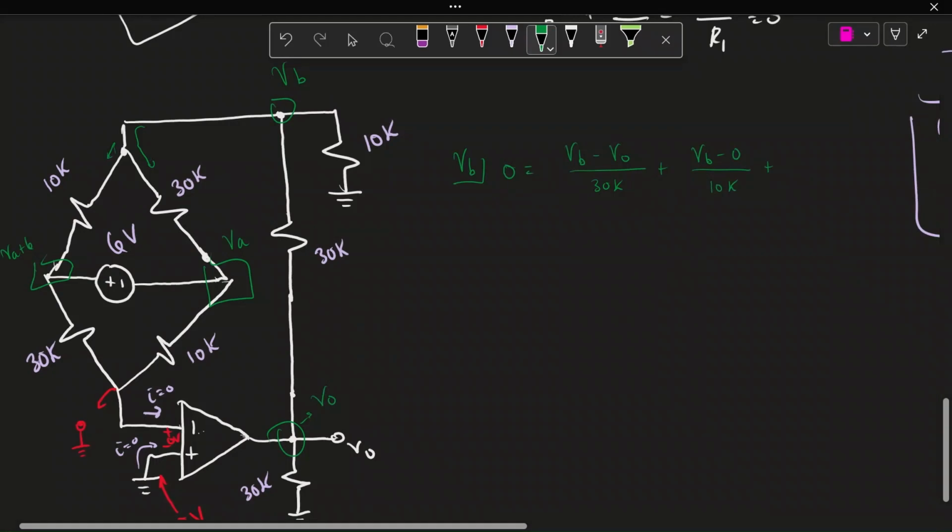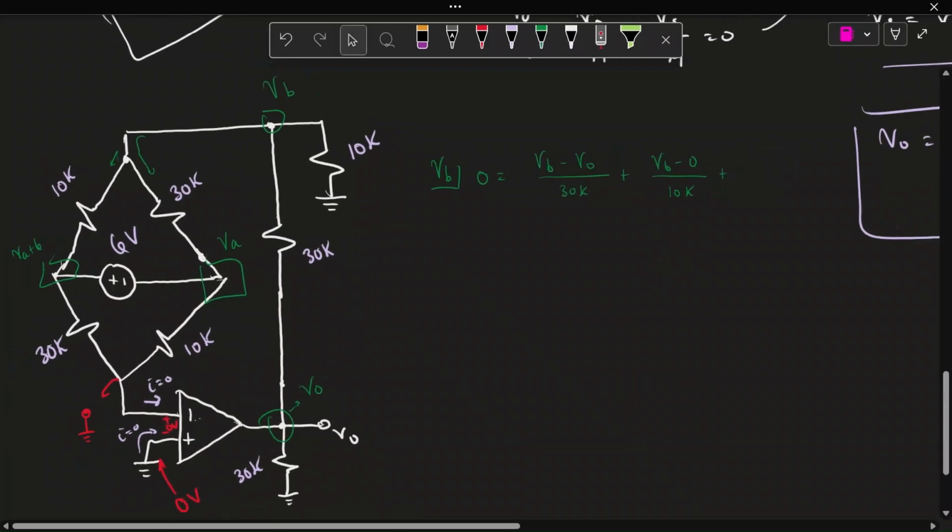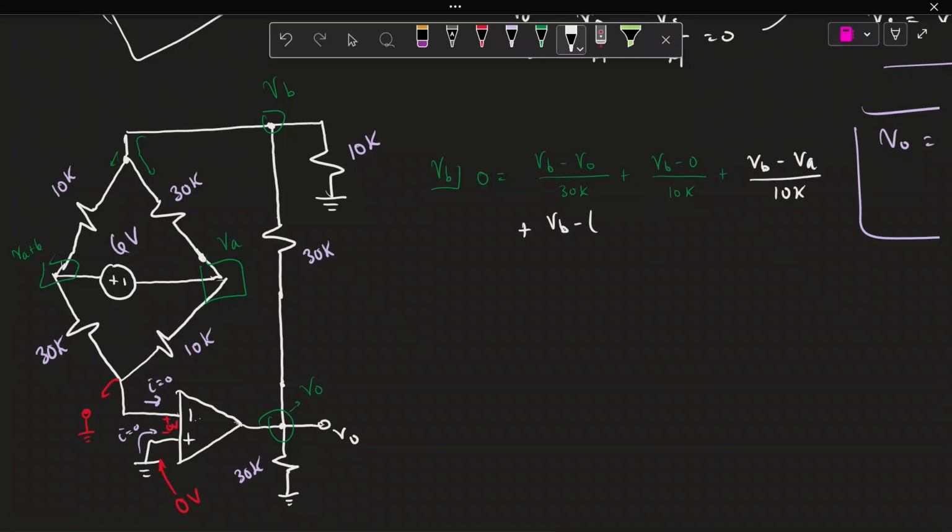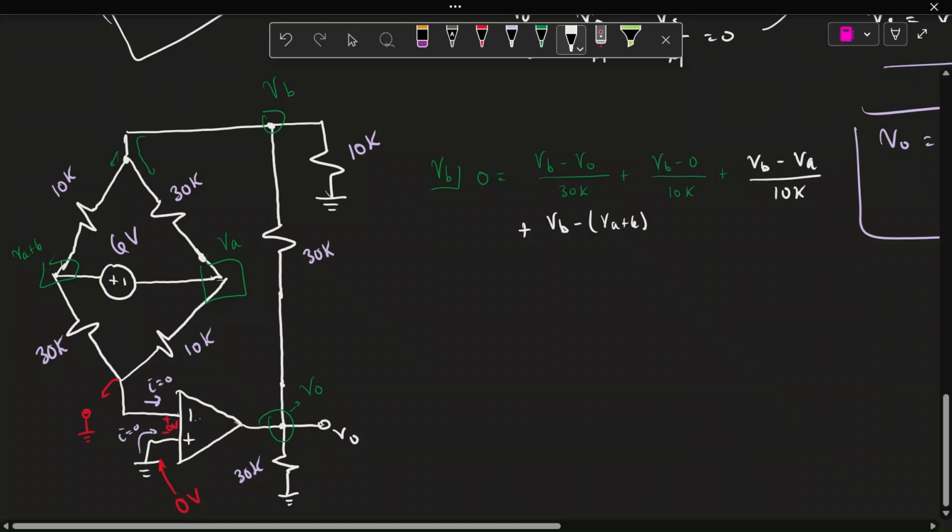Now don't be fooled here. It's the exact same thing. We have our node voltages. So we have plus VB minus, what do we want to do first? Let's do minus VA divided by 10K. And then I'll come down here, plus VB minus parentheses. Do not forget these parentheses. More than likely, you'll get them wrong. Minus VA plus 6 divided by 10K. All right, so that's our VB equation.